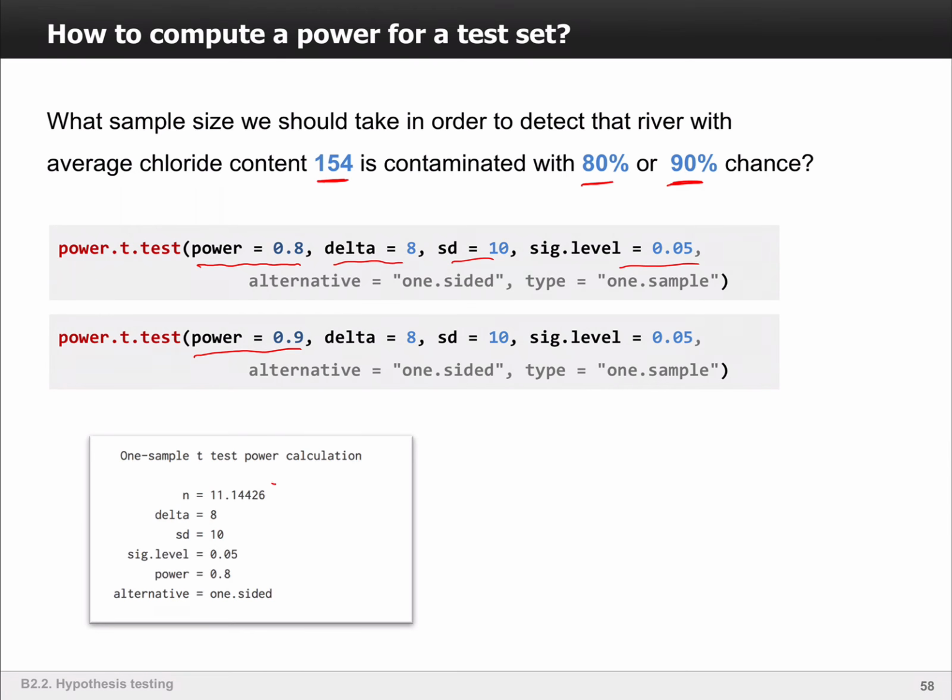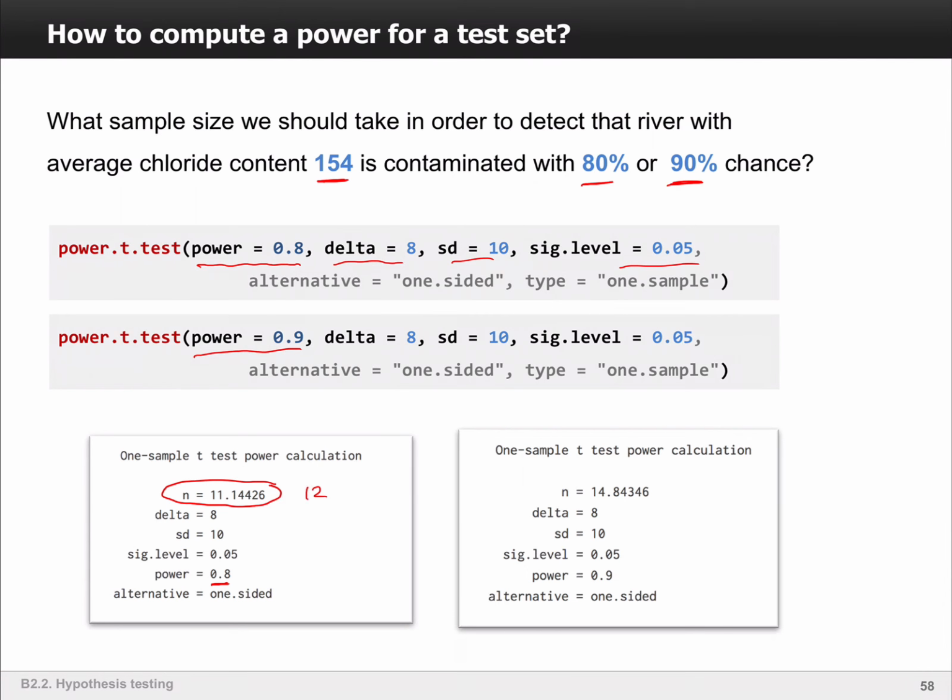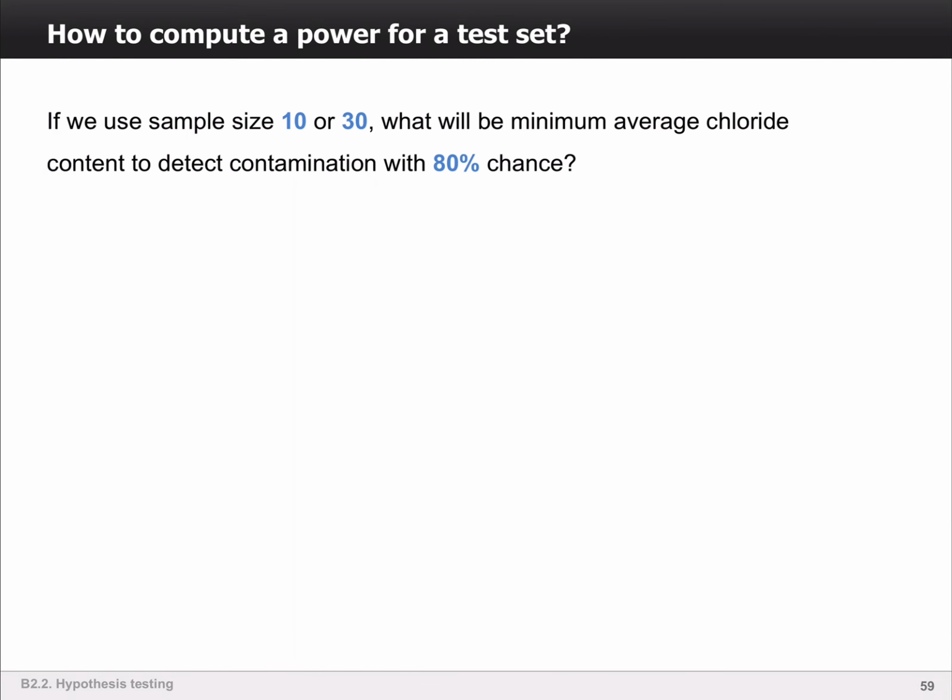So that's the answer for the first case. The sample size should be around 12 if we want to see an effect as big as this one, 8, and the power should be 80%. But if we want to see this effect with a larger power, with 90%, then look, we have to take a sample this big. So it's about 15 glasses of water in this case. So we know the power and we calculate the sample size. What will be the sample size to get this particular power? And that's one of the most used variations of this function.